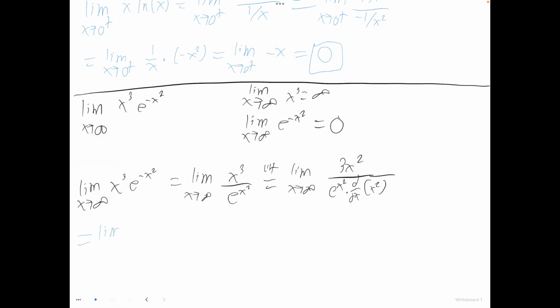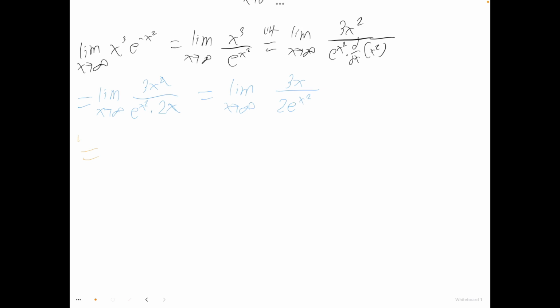So we have the limit as x goes to infinity of 3x squared divided by e to the x squared times the derivative of x squared, which is 2x. And so canceling things, this becomes the limit as x goes to infinity of 3x divided by 2e to the x squared. Now, this is still an indeterminate form, so we're going to use L'Hopital's rule once again.